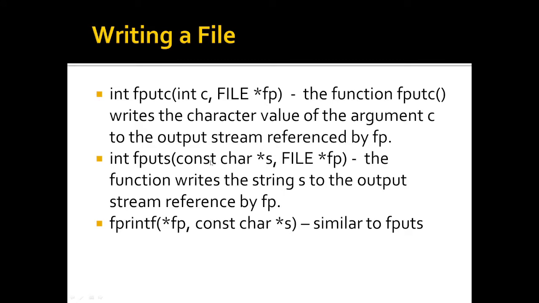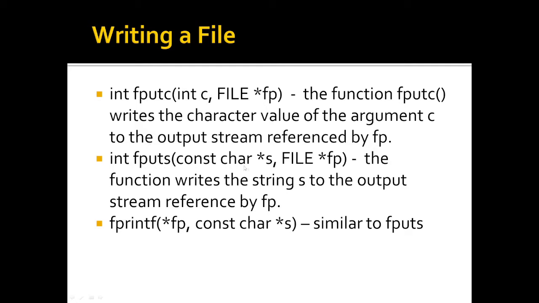To write into a file, we use the following functions. We have fputc, and then here the character, and then the file pointer or the file handler. The function fputc writes the character value of the argument c to the output stream referenced by fp. So we just write a single character.